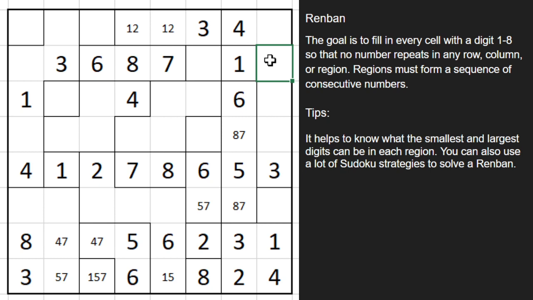Well, 4 can't go here because there's already a 4 in that column and region. And a 4 can't go here either. So this must be the 4. If the 4 can't go here or here because there's a 4 in that column, now we know the 4 goes there. And now we're just left with a 2 and a 5. So either 2 goes there, or 5 goes there or there. I don't think we can figure that one out quite yet.